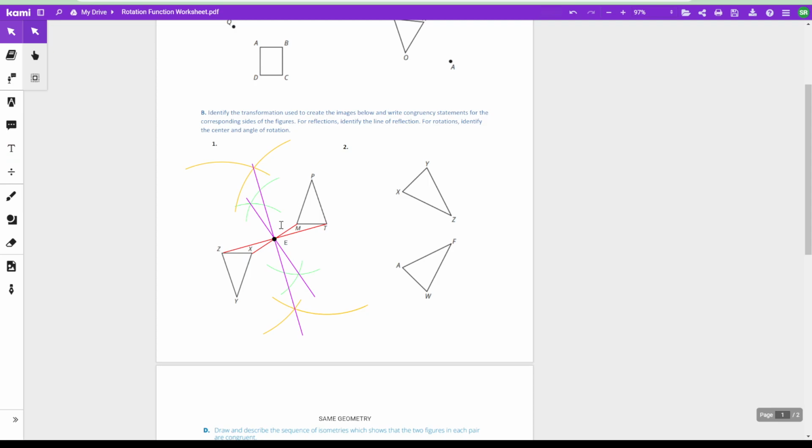So to confirm that this is a rotation, you would have to connect Y and P and make sure that the perpendicular bisector is also going through E. And that would be the way to confirm that these are in fact a rotation of each other. But in this case, I'll just go ahead and tell you that this is a rotation. And so let's go ahead and erase some of these guidelines so that we can find what our angle of rotation is.